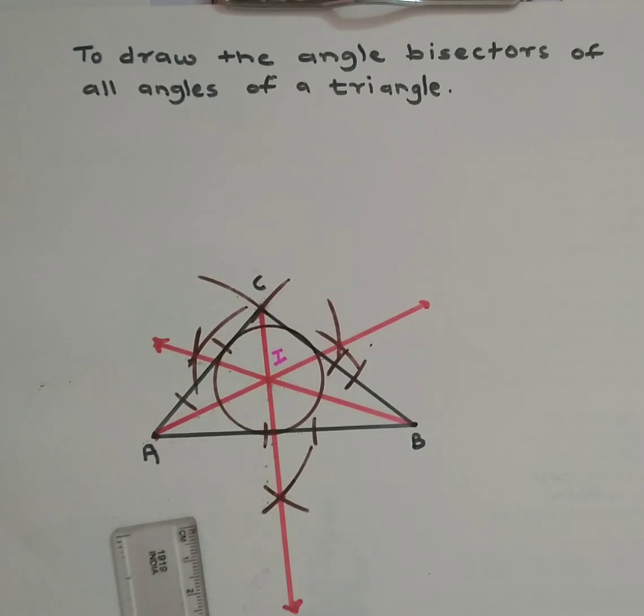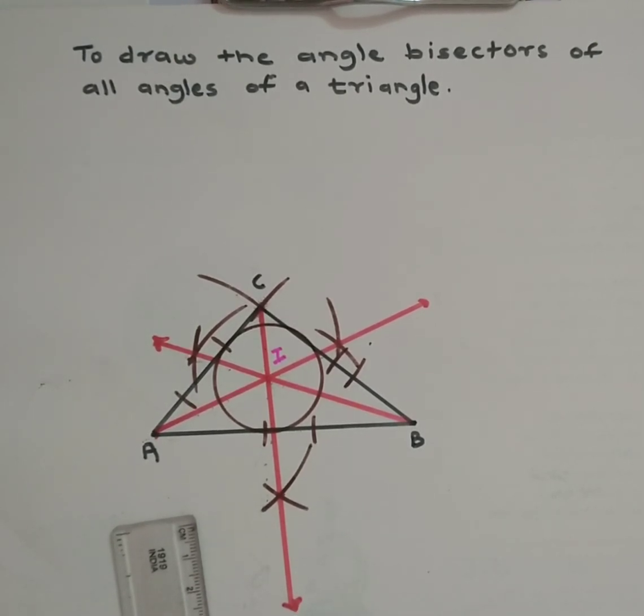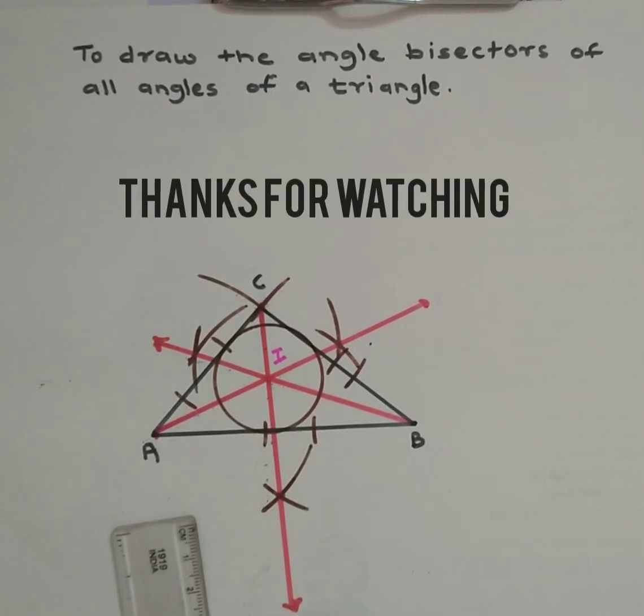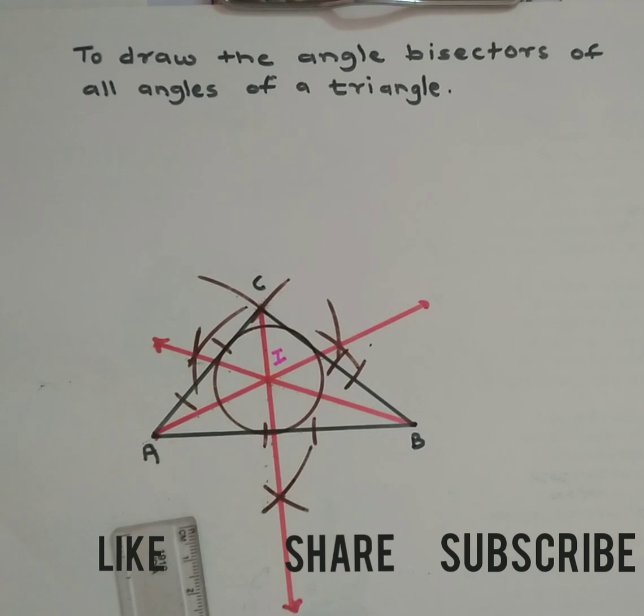So for any type of triangle, the incenter, which is equidistant from the sides, is in the interior of the triangle. So this is all about the angle bisectors of a triangle.